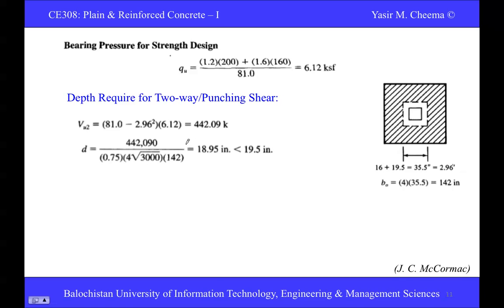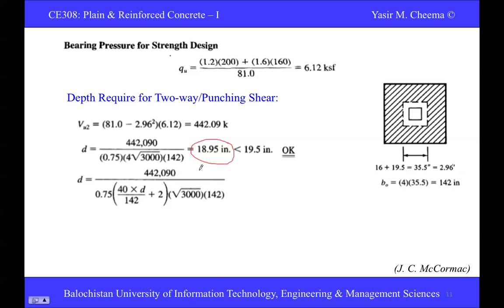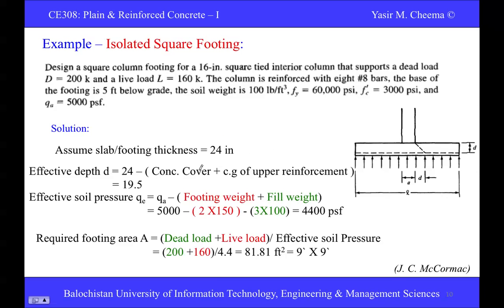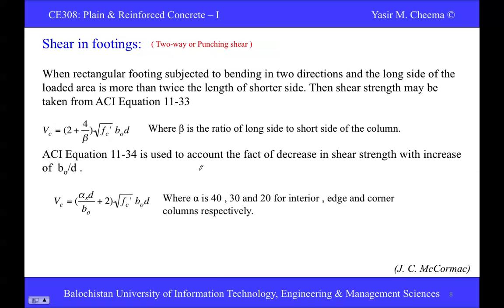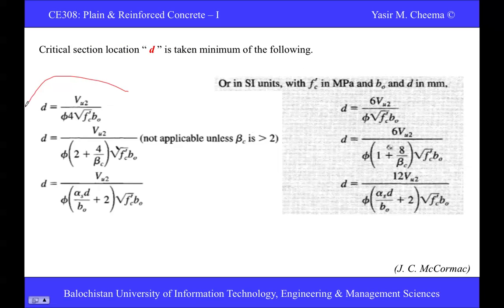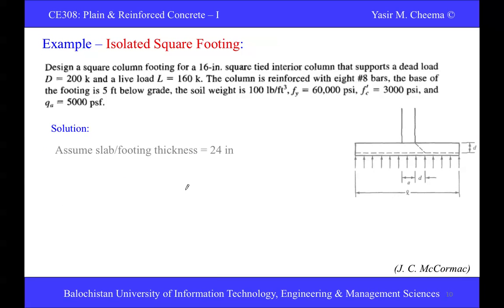So using the formula given in the very first slide, this formula gives the value of d as 18.95, which is less than 19.5 inch. So it is okay, because our assumed depth is quite okay. Similarly, using another formula, there are three formulas if you remember. The previous one, maybe I can show you. This one, we are using this one here, d, to find out the d1. We are using these things.